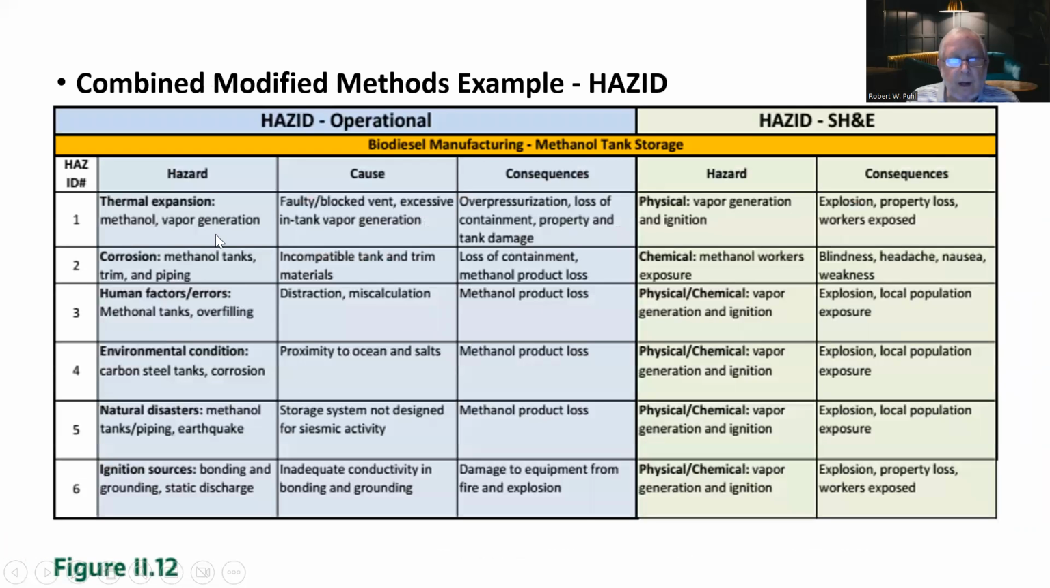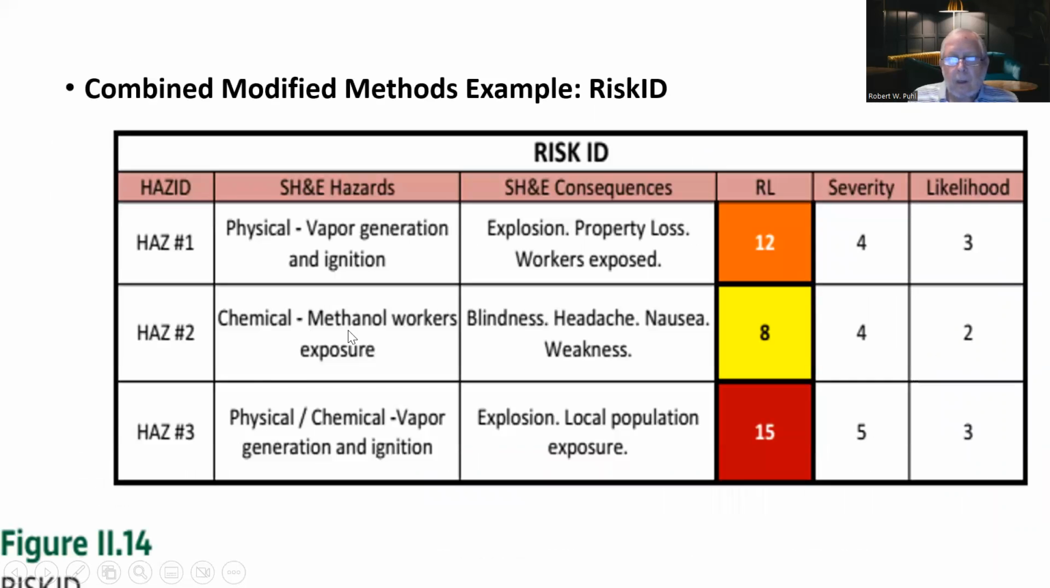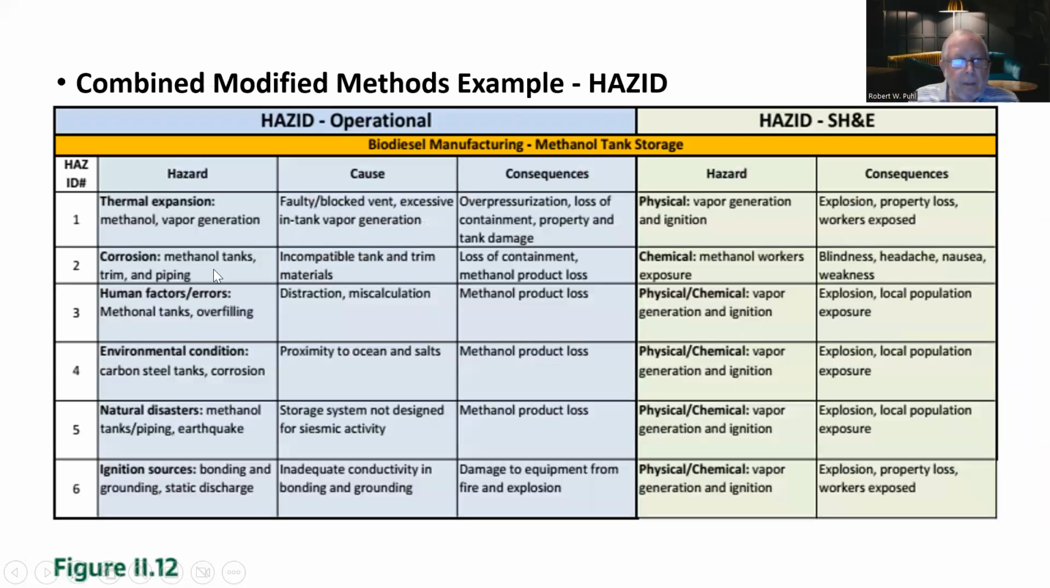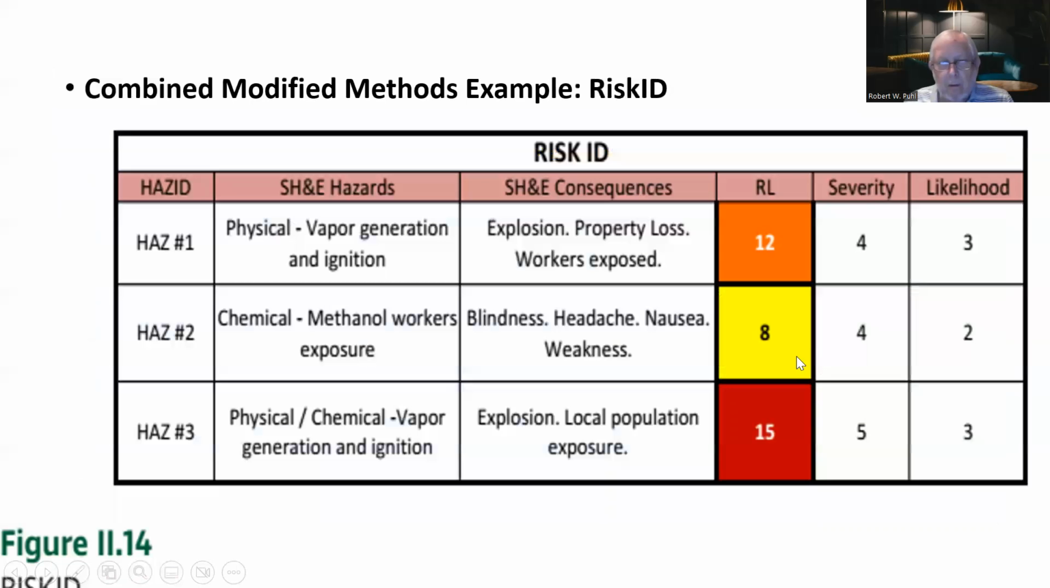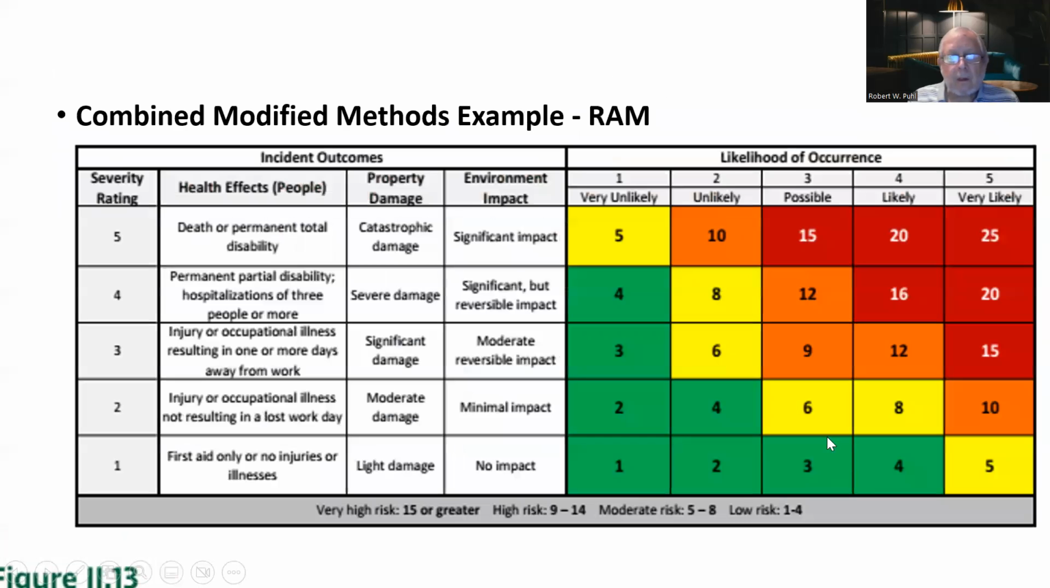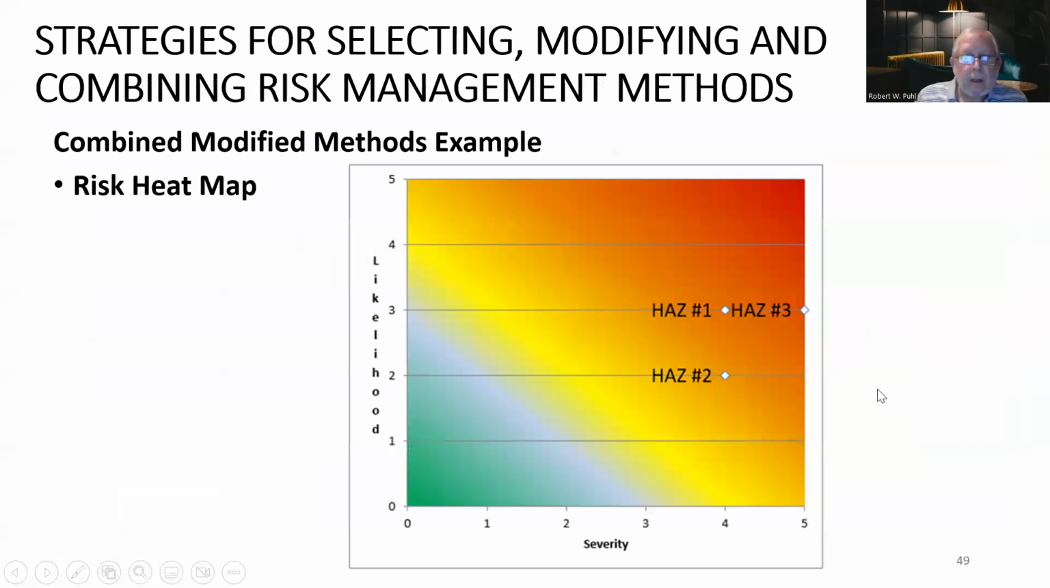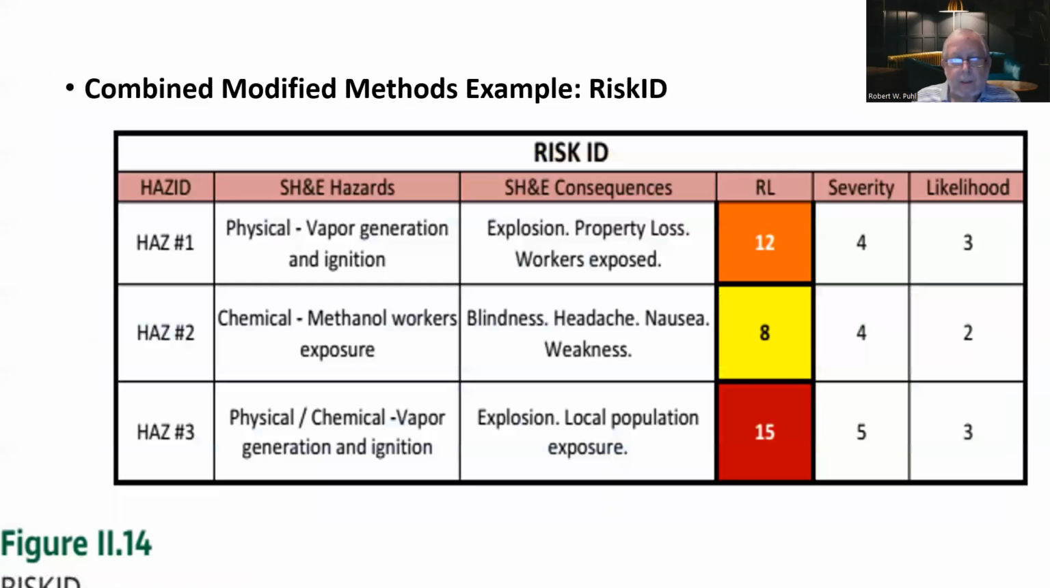Okay, there's your hazard 1, 2, and 3. Okay, corrosion. All right. And hazard 3 was human factor error leading to overfilling, methanol product loss, physical, chemical, vapor generation, ignition, explosion. All right, there we go. That's pretty serious. All right, the heat map, there you go. It's just these three: 12, 8, and 15.